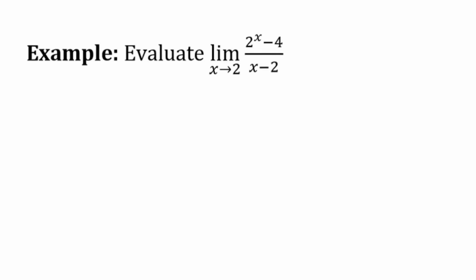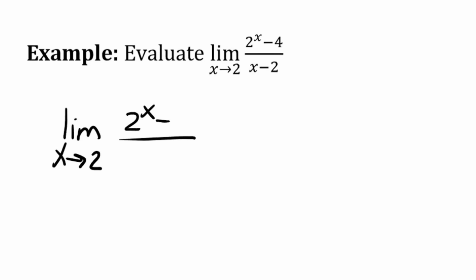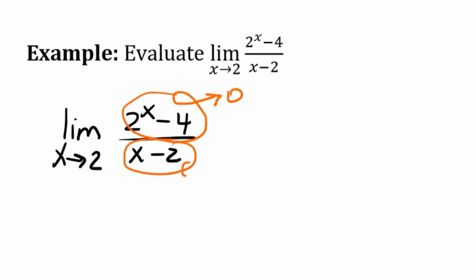Evaluate the limit as x approaches 2 of (2^x − 4)/(x − 2). So the first thing you're going to do is to think about the limit of the top and the limit of the bottom. Plug in 2 to that, we're going to get 4 − 4, which is 0. And down here, we're going to get 0 as well. And you always have to check that.